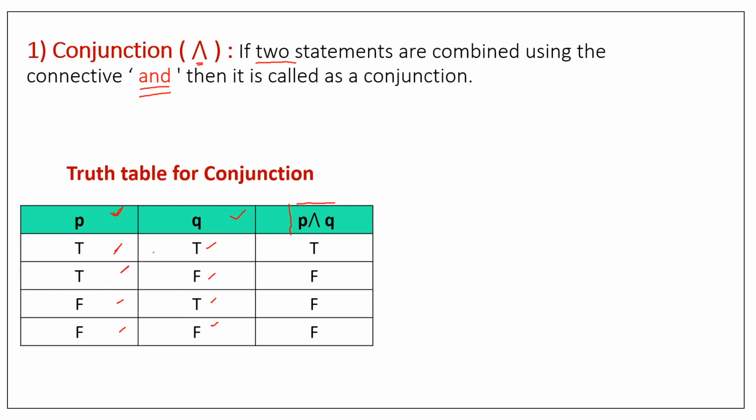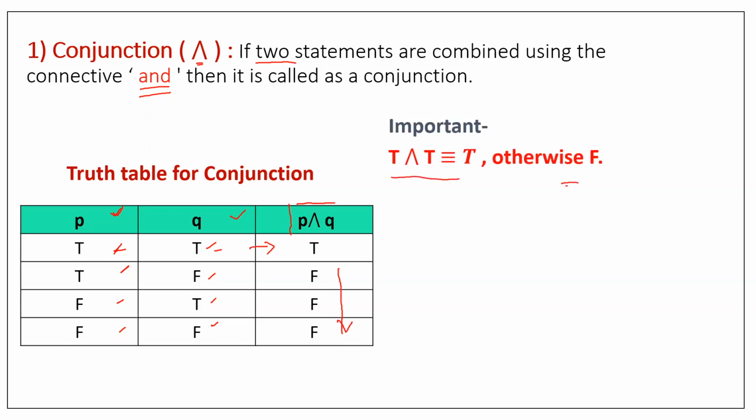In conjunction, only T and T gives T. Otherwise, it is false. So how to remember this? Only T and T is T, otherwise it is false. So always remember in conjunction, T and T is T, otherwise it is false.